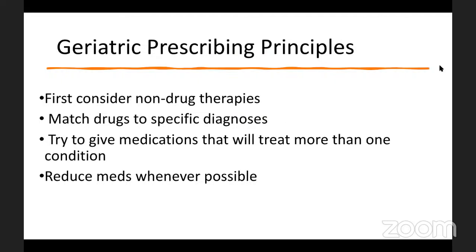And geriatric prescribing principles. So the main principle is first you have to consider non-drug therapies, so we don't keep continuing to give a lot of medication to the patient. Then match drugs to specific diagnoses and try to give medications that will treat more than one condition. So if there's one medication that treats one condition of the patient, but there's another medication that targets two conditions that the patient has, we can choose that over the other one, and reduce medications whenever possible.